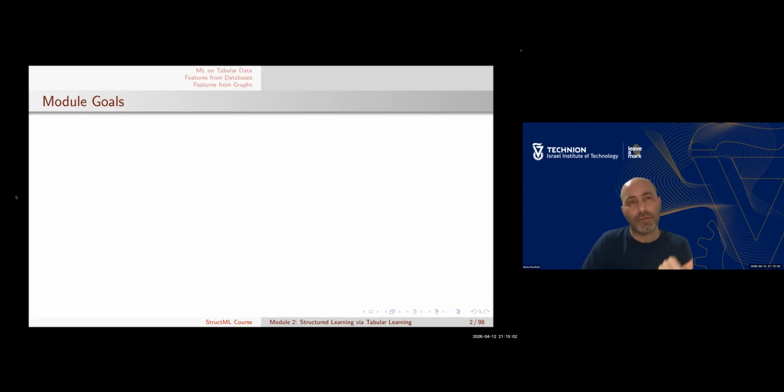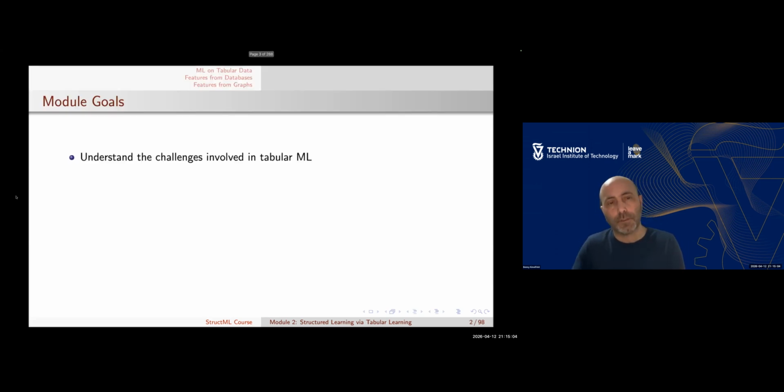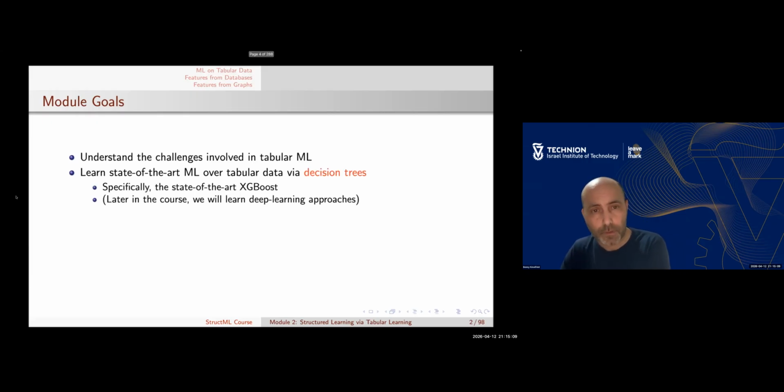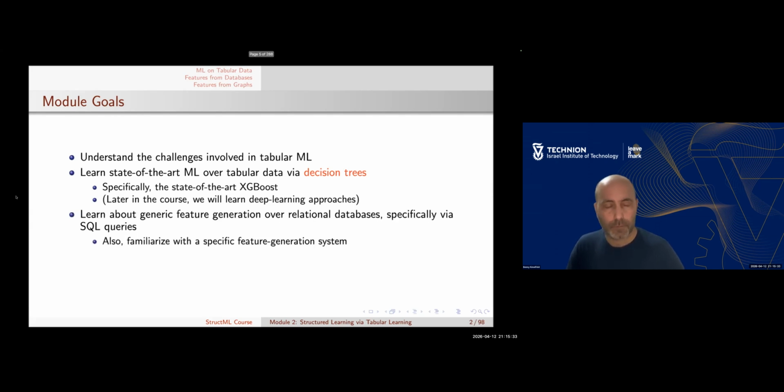Okay, so what are the goals of this module? First, we want to understand the challenges that are involved already in tabular machine learning. Then we're going to look at a state-of-the-art technique for machine learning over tabular data, and these go through decision trees. Specifically, we look at the state-of-the-art technique XGBoost, and understand how it works. And later in the course, we'll also see deep learning approaches.